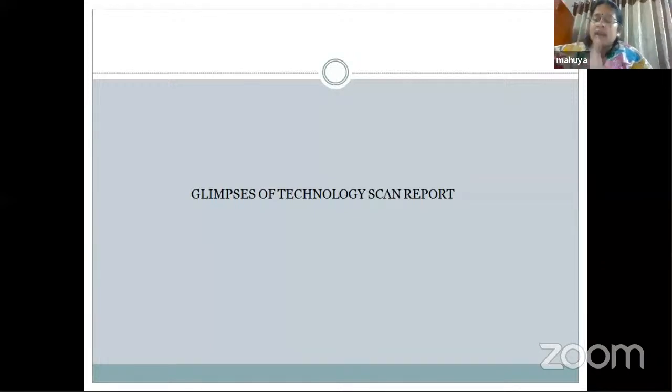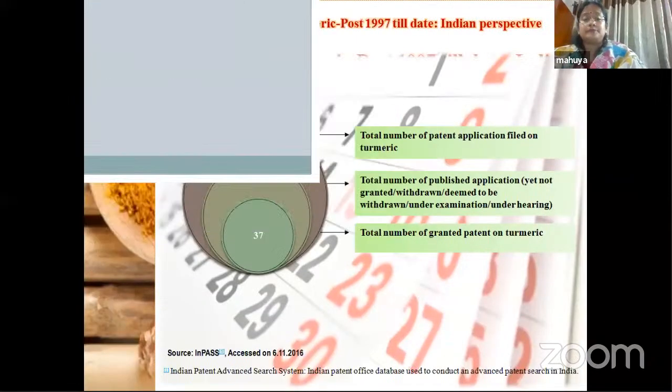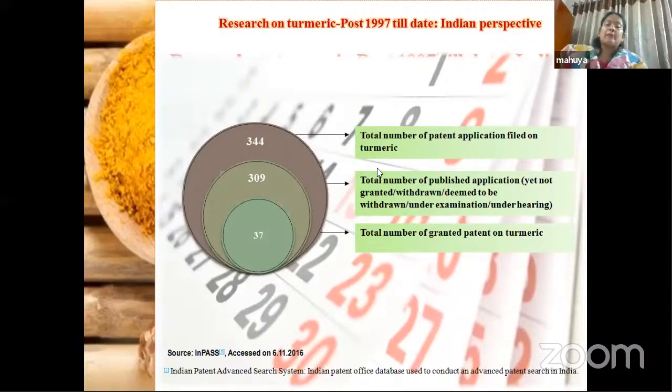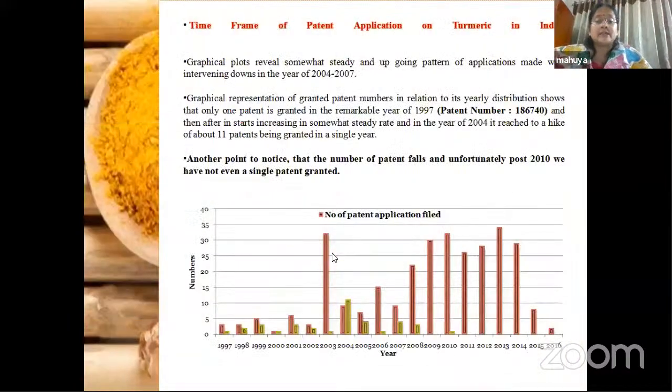However, I'm giving an interesting example. After the turmeric patent was granted in the US, we did some patent landscaping analysis in India, and I want to share what we found. In India, the total number of patent applications filed in turmeric research was 344, the total number of published patents was 309, and granted was only 37. These are the chronological facts from 1997 to 2016.